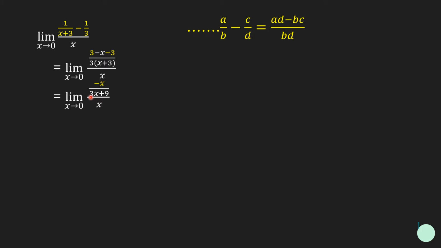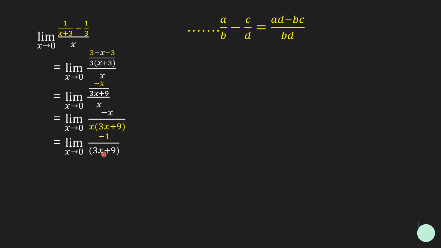Now we can bring 3x plus 9 and this x together and write the limit as minus x divided by x multiplied by 3x plus 9. Here, as x approaches 0, x is not equal to 0. Therefore, we can cancel this x from numerator and denominator, and the limit becomes minus 1 divided by 3x plus 9 as x approaches 0.